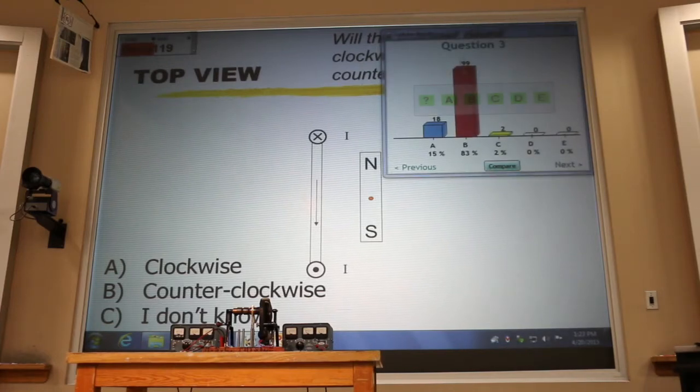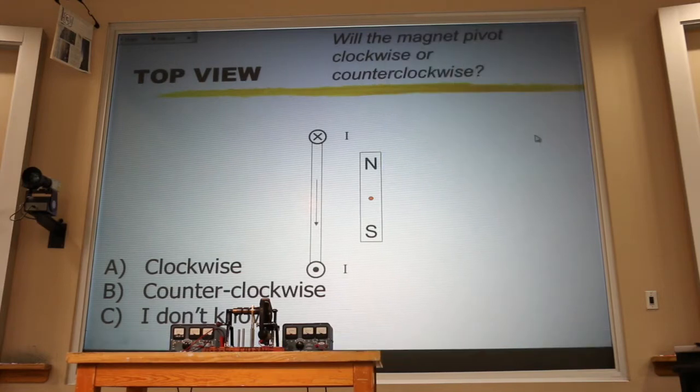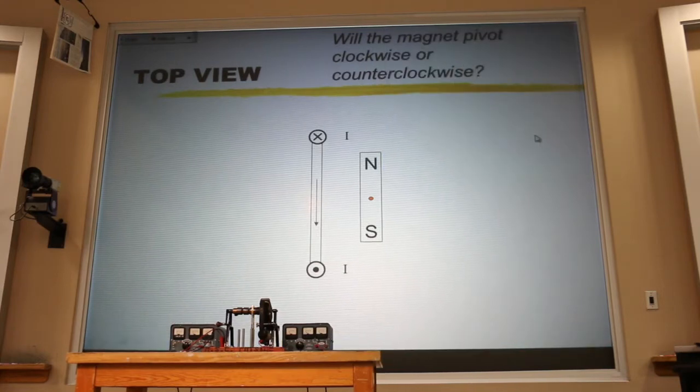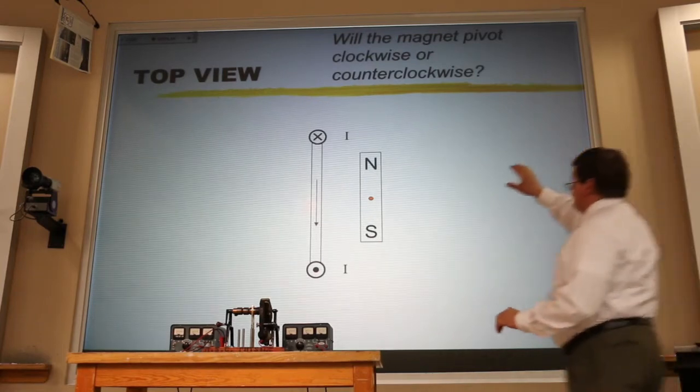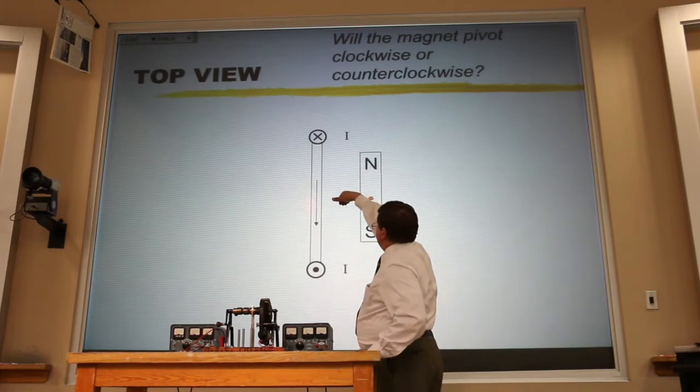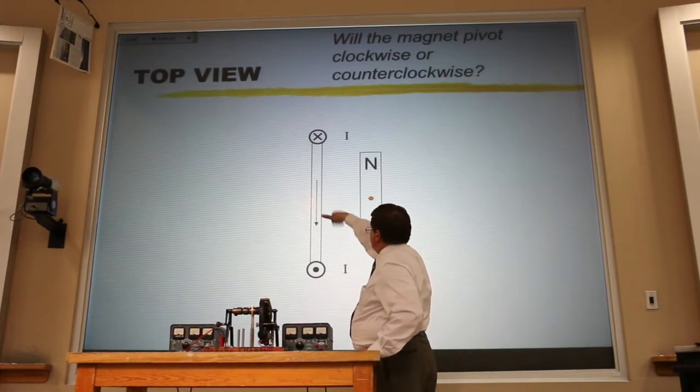Okay, the correct answer is counterclockwise. Again, if we use right-hand rule number 3, the current in this loop is going away from me at the top and towards me at the bottom.